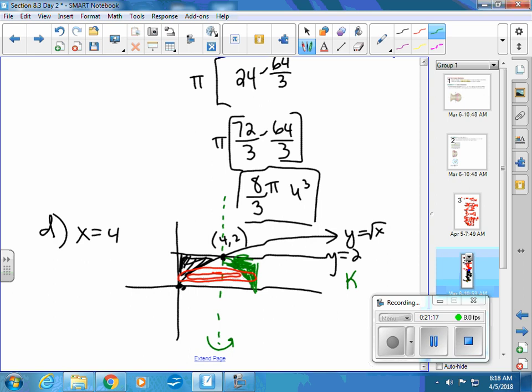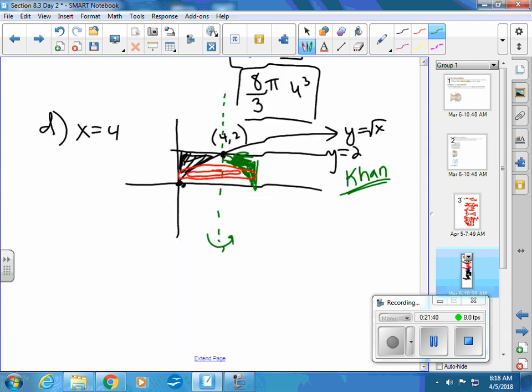I will remind you, Khan Academy, the guy on that, he is amazing with his pictures. He draws that washer just perfectly in there. Okay? So if you want to see a demonstration by someone that draws nicely, go and watch him. Okay, I am not afraid to send you to someone that is better than me at drawing. Okay, not at all.